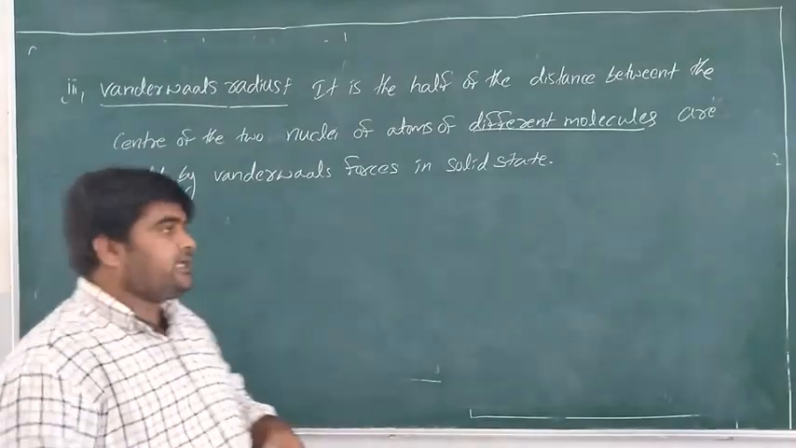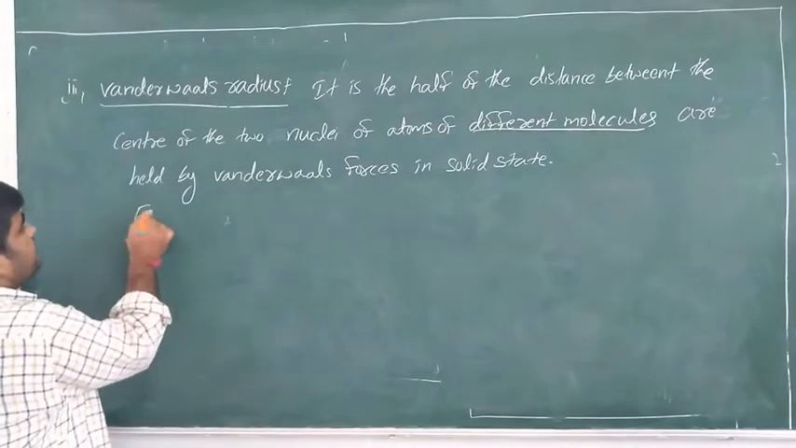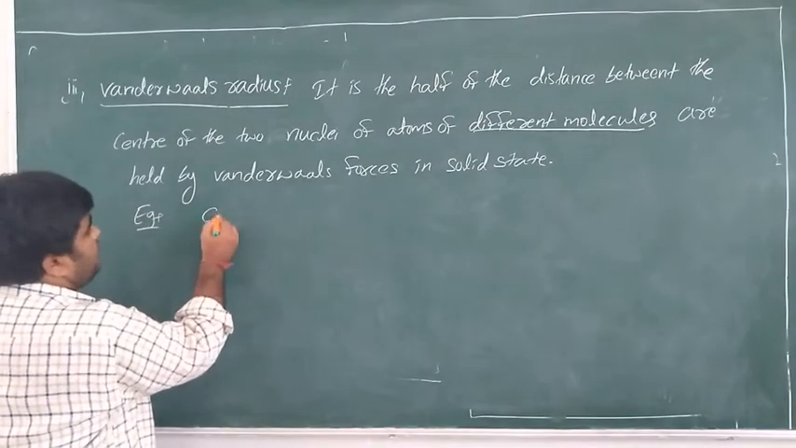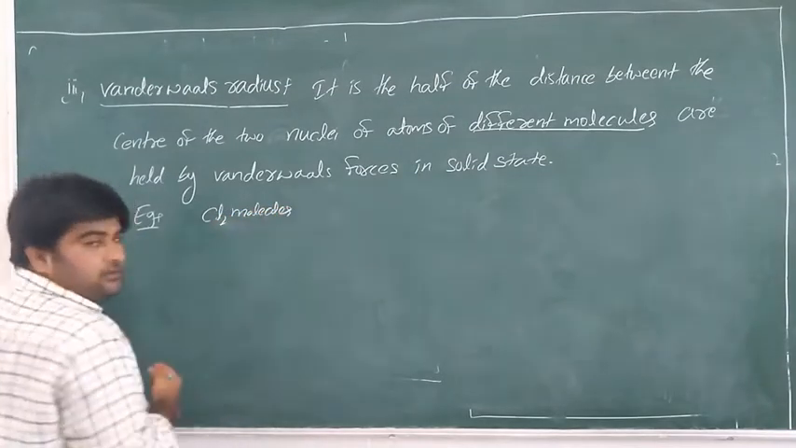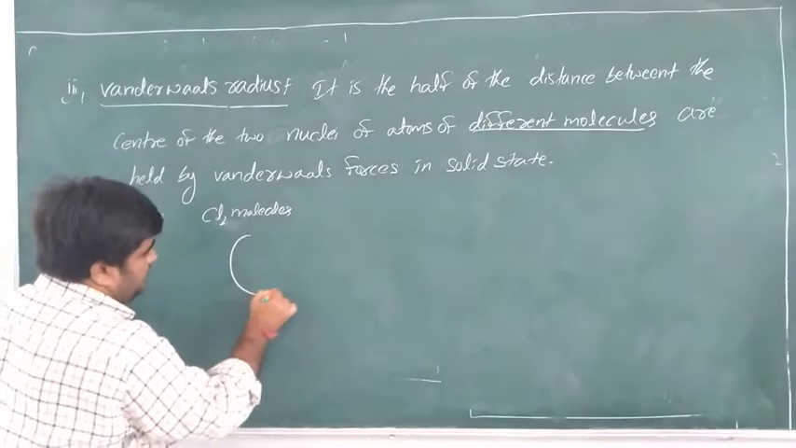So let us take an example of van der Waals radius. The example is chlorine. Take the chlorine molecule only. See, this is one.